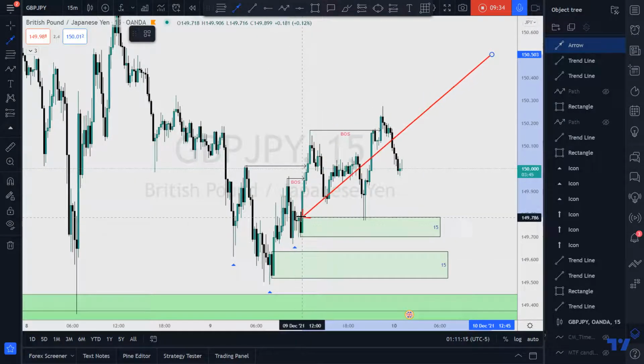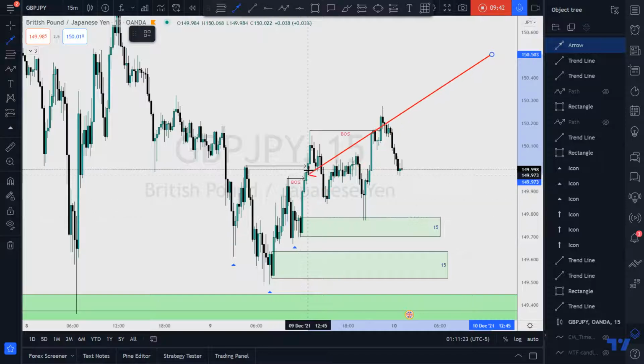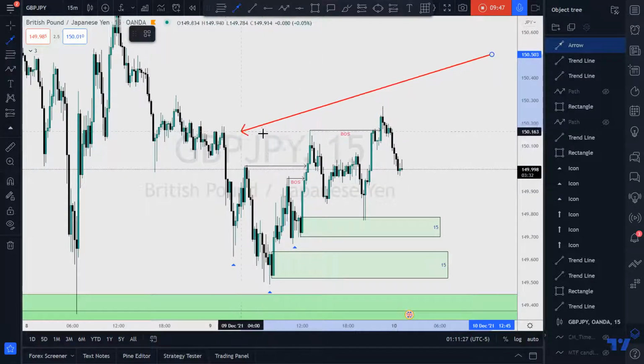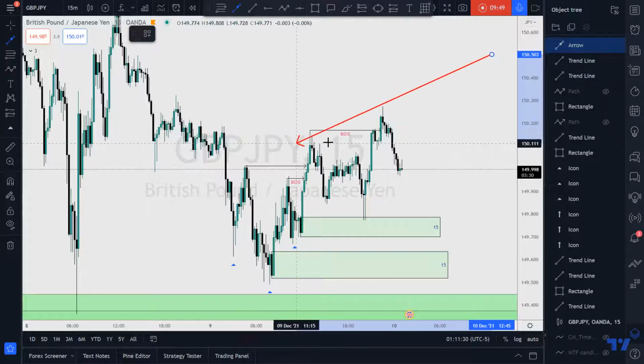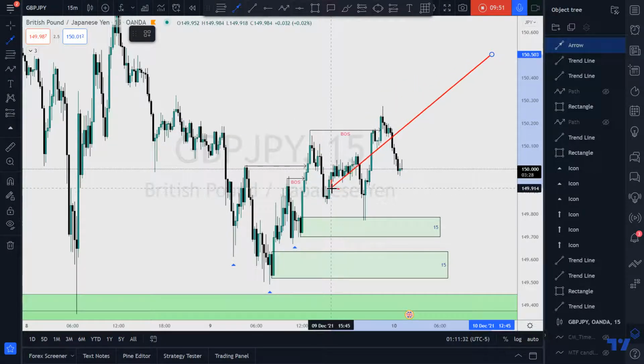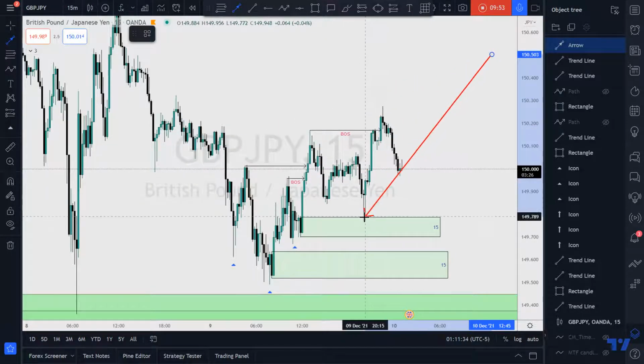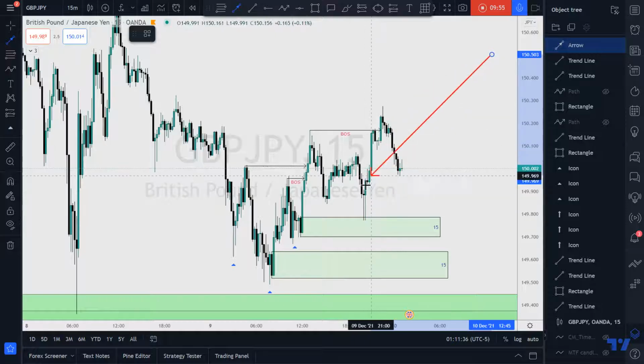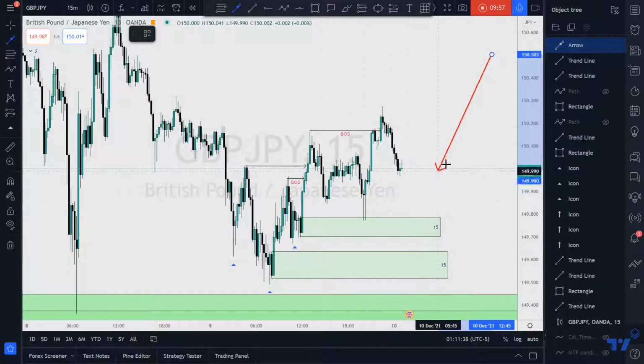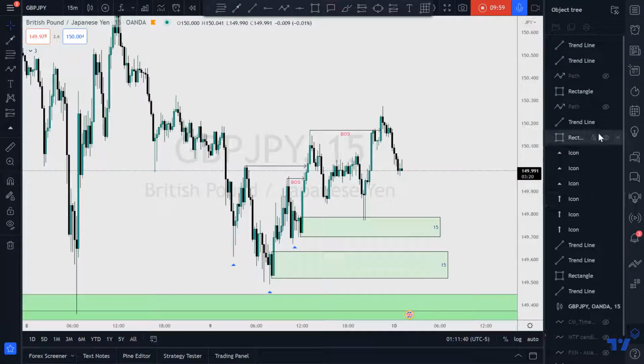But this one seems to have more precedence to me, because it broke that structure, came up here, and equaled these highs. You understand what I mean? And then price came back and had a very bullish reaction. So I'm looking at this one first. All right, that's the first option.